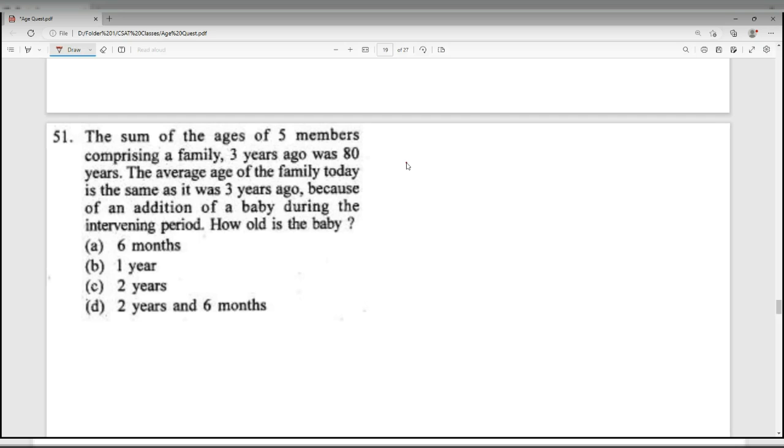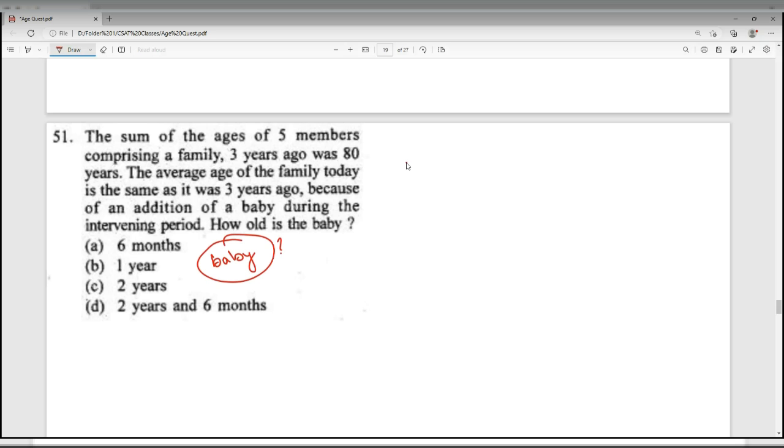So what the question is saying is, the sum of the ages of 5 members comprising a family 3 years ago was 80 years. The average age of the family today is the same as it was 3 years ago because of an addition of a baby during the intervening period. How old is the baby? So we have 2 timelines here. We need to find the age of the baby.